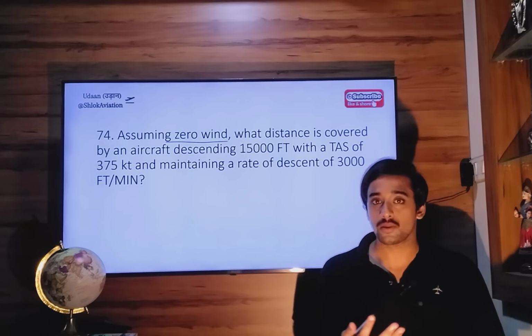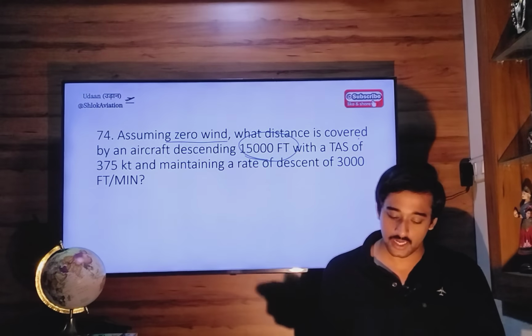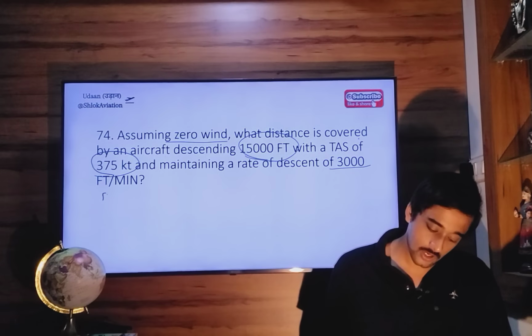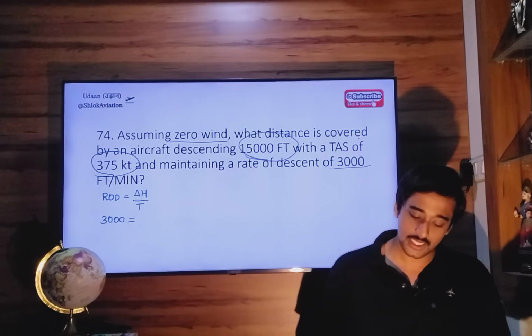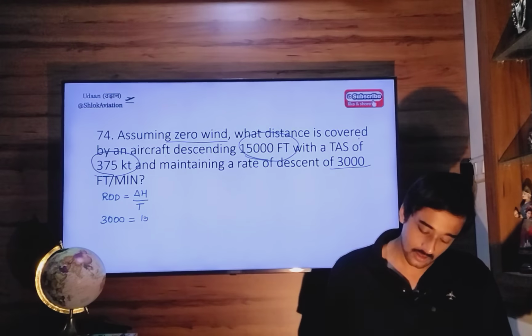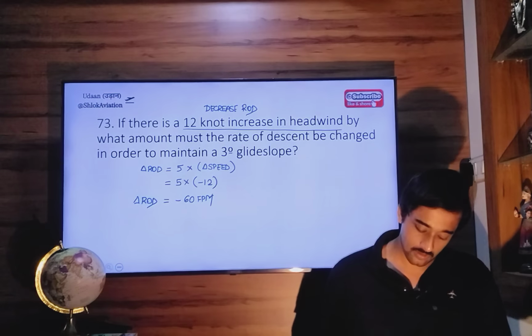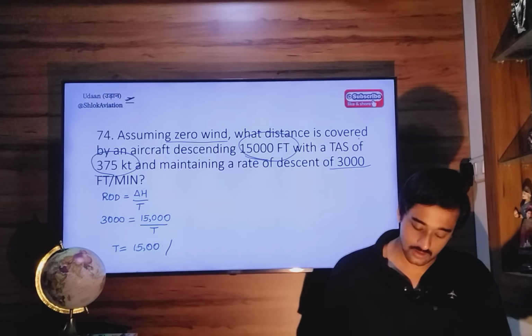Assuming zero winds, calm conditions. What distance is covered by an aircraft descending 15,000 feet, TAS 375, rate of descent 3,000 feet per minute? Now rate of descent equals change in height divided by time. Rate of descent is 3,000 feet per minute. Change in height, you are descending a total of 15,000. The time required to make that descent will be 15,000 divided by 3,000, that is equal to 5 minutes.